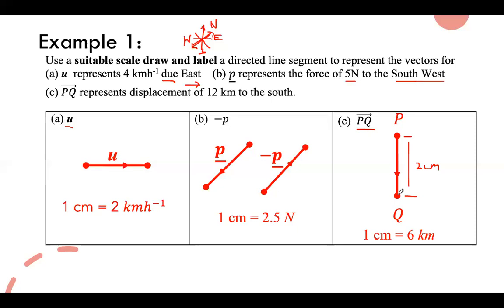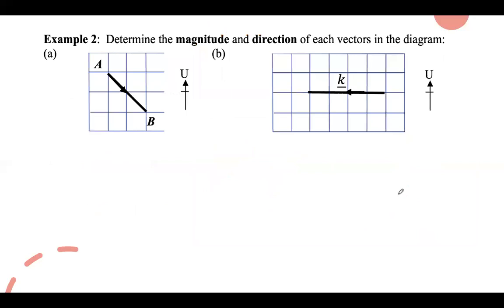Next. Determine the magnitude and direction of the vectors in the diagram. So this is a Cartesian coordinate, where 1 square grid represents 1 unit. So A to B. You're going to draw a right angle triangle. From A to B you can see here is 2 unit, 2 unit.